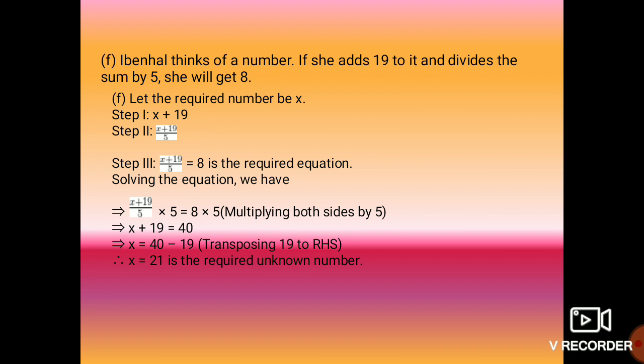Now let us solve the equation. You can solve the equation either by the transposition method or by the balancing method, or you can apply both methods together. Here I have applied both together. In the first step I multiply both sides by 5, and I get x plus 19 is equal to 40. Now I transpose 19 to the right hand side, so x is equal to 40 minus 19. Therefore x equals 21 is the required unknown number.